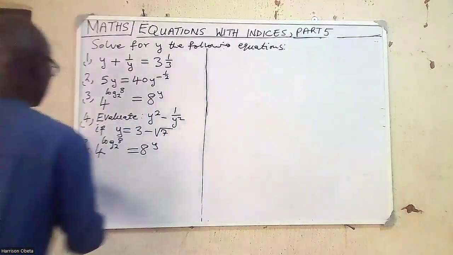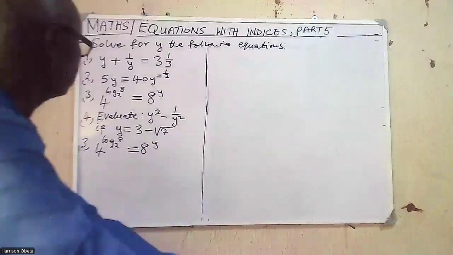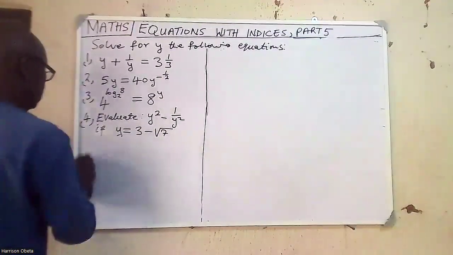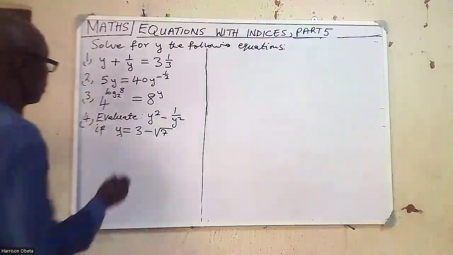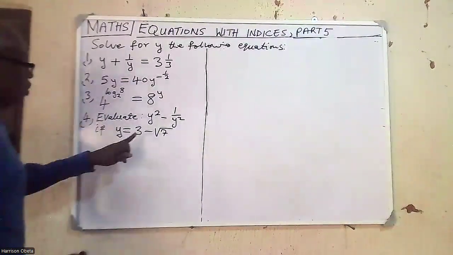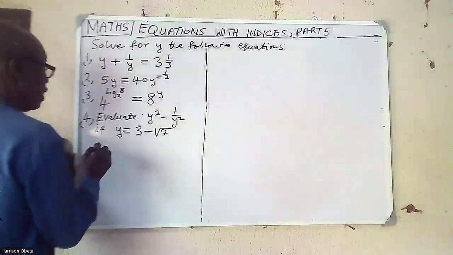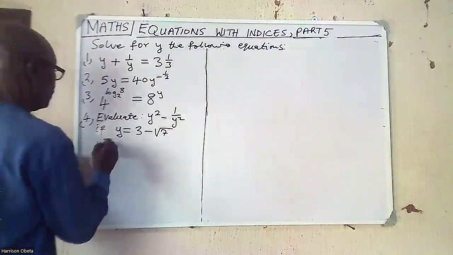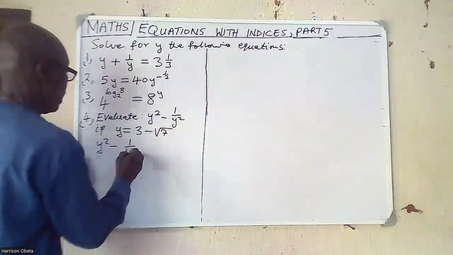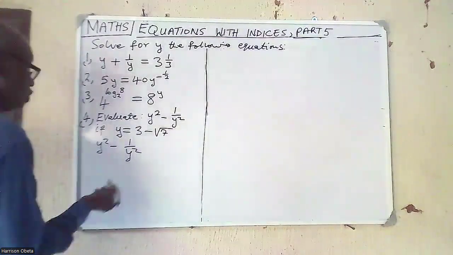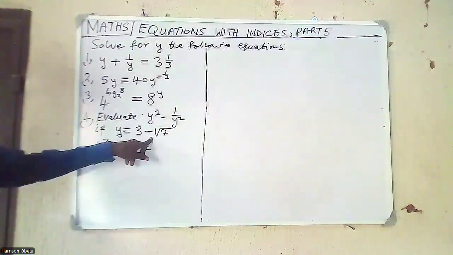Moving on to number 4, we are told that we have to evaluate this if y is equal to this. So we have number 4 now. We have y squared minus 1 over y squared, and anywhere we see y, we put this value.